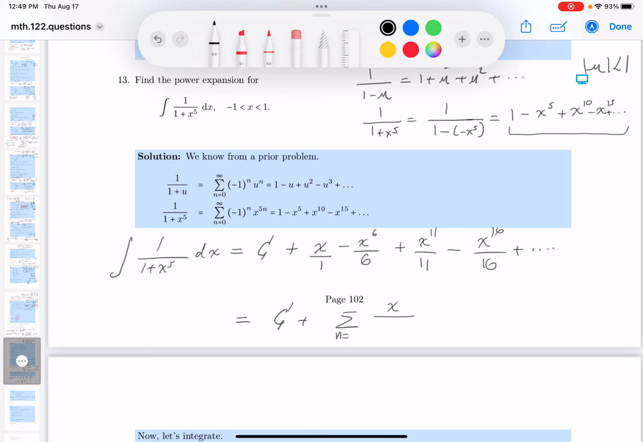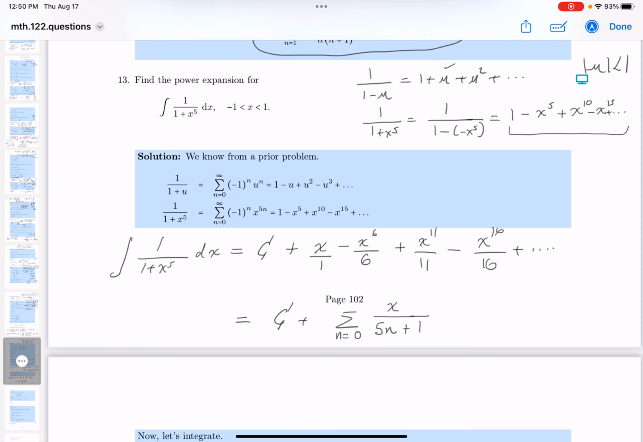All right, let's take a look at it. 1, 6, that's up by 5. 6 to 11 is up by 5. 11 to 16 is up by 5. So there's something to do with 5n. And I want the first one to be 1, so I'm going to put 5n plus 1 here, and then make this 0.